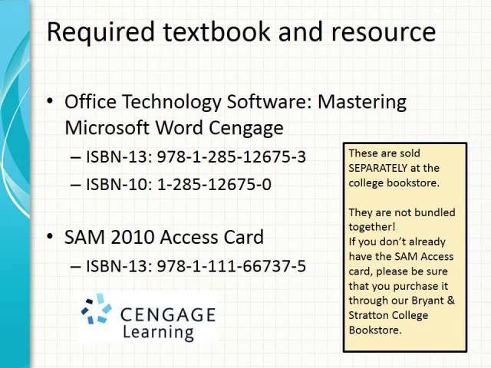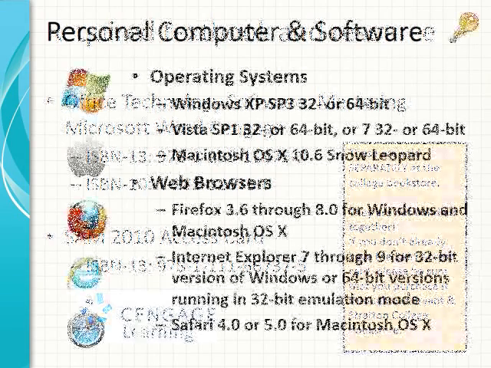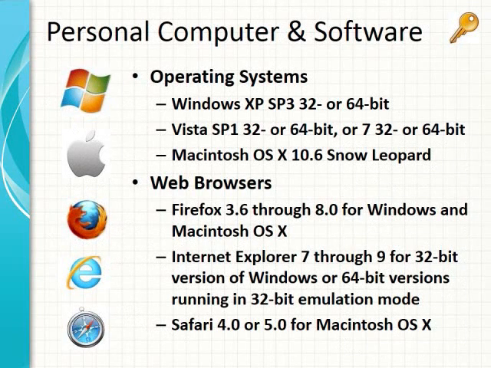Now these are sold separately in the college bookstore. They are not bundled together. Now if you used SAM in a previous class, your access may still be active, so you don't need to purchase it. But if you've never used SAM before, well then you'll need to purchase it, and it is sold separately. Now you'll be accessing SAM on your personal computer with a web browser.